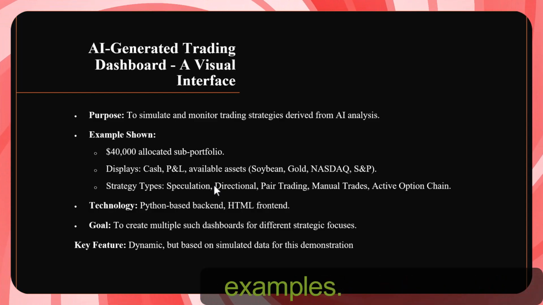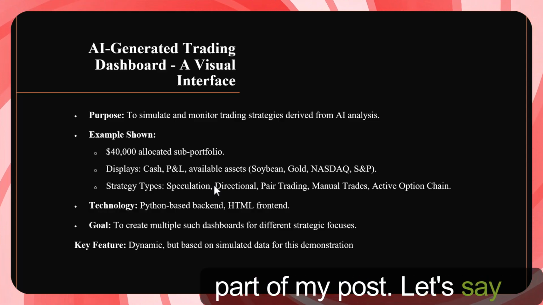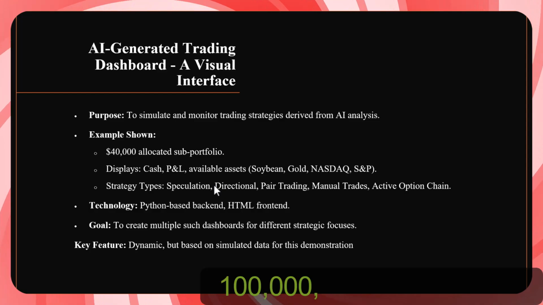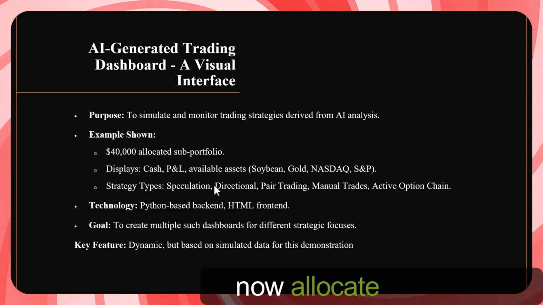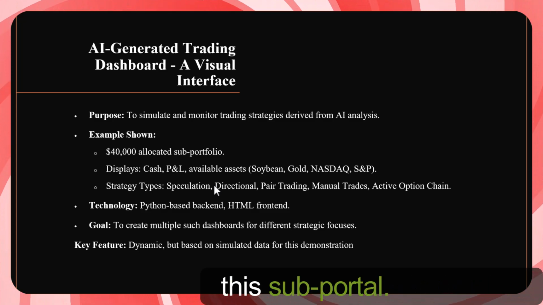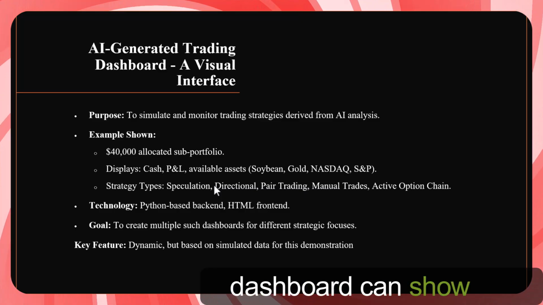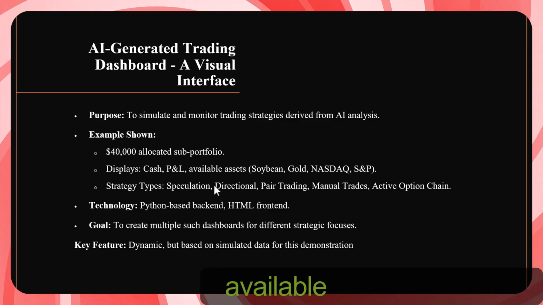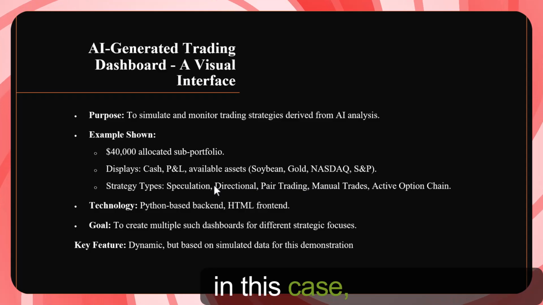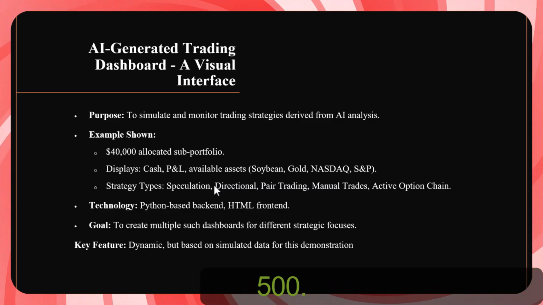So this can be built again for live trading, but we have more accurate, real option chain data. For sure, we can do live trading as well because the AI is so advanced now. So again, here's some examples. I've shown this, and I want to put this in part of my post. Let's say in a sub portfolio out of the $100,000, the AI says we're going to now allocate $40,000 in this sub portfolio. The dashboard can show the cash, the profit and loss, and the available assets, which in this case, as part of the example, could be soybean, gold, NASDAQ, and S&P 500.